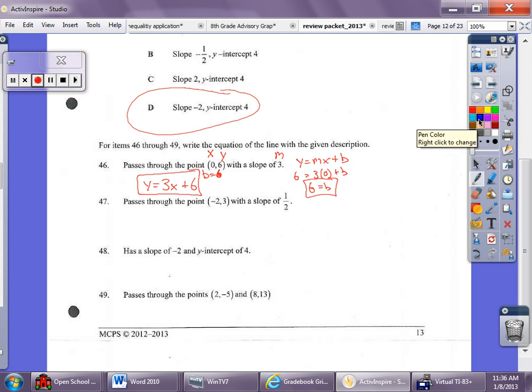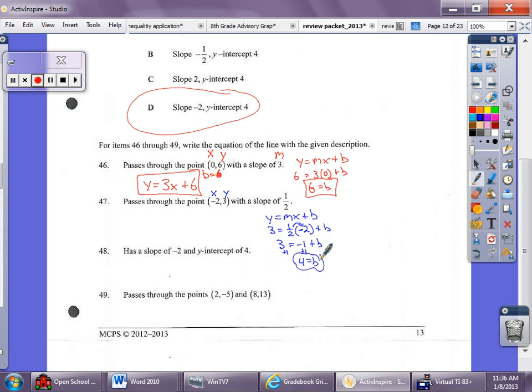Now the next one passes through the point (-2, 3), so this is x, this is y, with a slope of 1/2. Well, once again, we have y equals mx plus b. The y value is 3. The slope is 1/2. The x is -2, plus our b. Now we do 1/2 times negative 2. Well, half of negative 2 is negative 1. So 3 equals negative 1 plus b. Add 1, so 4 equals b.